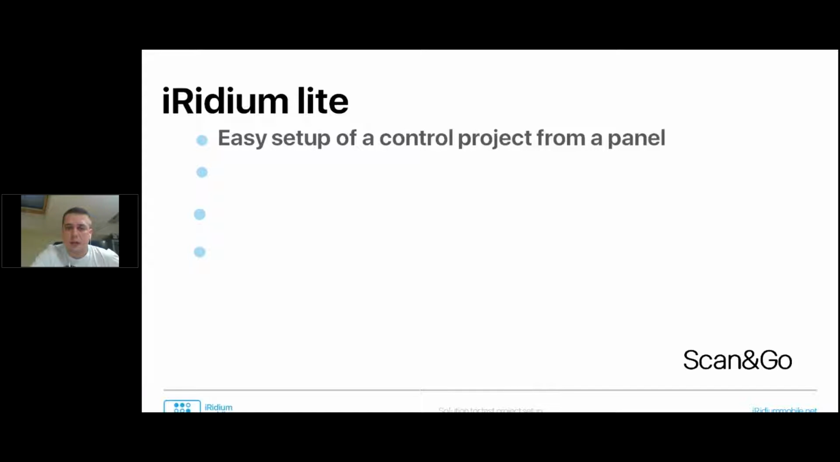First of all, it's all about easy setup of a control project from a panel, from your iPad or Android or Windows. It means that you do not use iRidium Studio anymore when using iRidium Lite. The only thing you have to do is install the iRidium Lite application, which is called i3 Lite, and it's already available at the App Store, Google Play, and on our website for Windows 7, 8, and 10. You install it, log in with the login you use on our website. We allow configuring projects only for installers, so you have to have a dealer registration. And after that, you can configure a project.